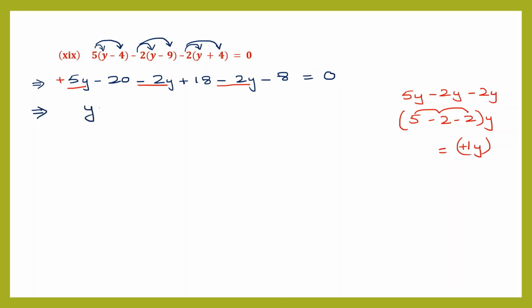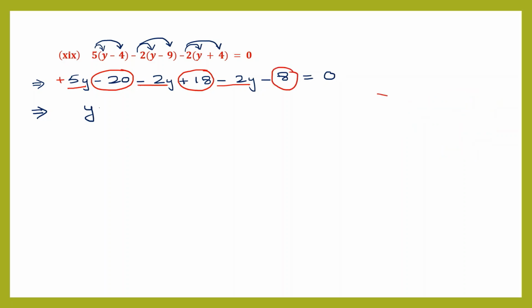Now let's work on the numbers. What are the numbers we have? Minus 20, plus 18 and minus 8. So let's work on that. So let's get all our numbers here. We have minus 20, plus 18 and we have minus 8. Okay, now we have two numbers with a minus sign. So let's put the same sign and add 20 plus 8 is 28 plus 18. Here signs are different. So let's put the sign of the bigger number and subtract. 28 minus 18 is 10. So we have minus 10.